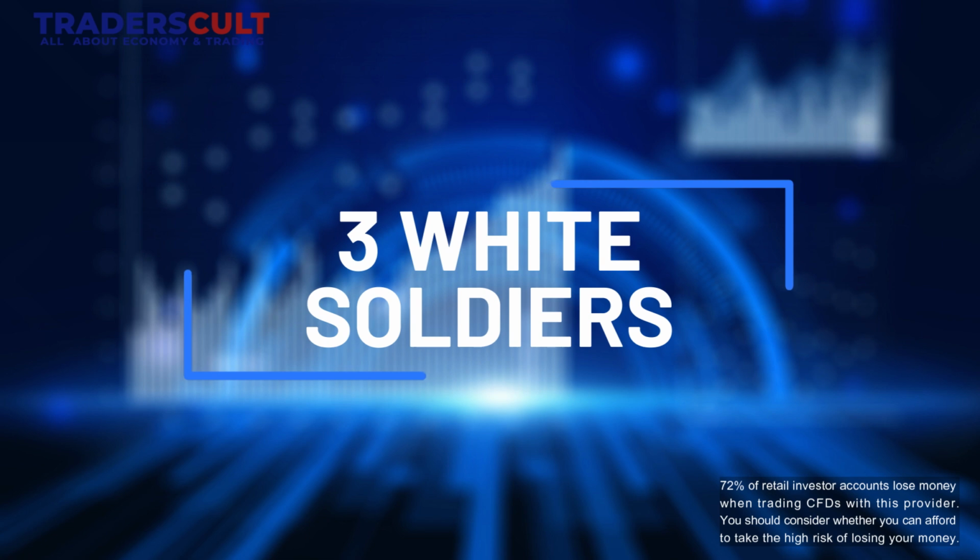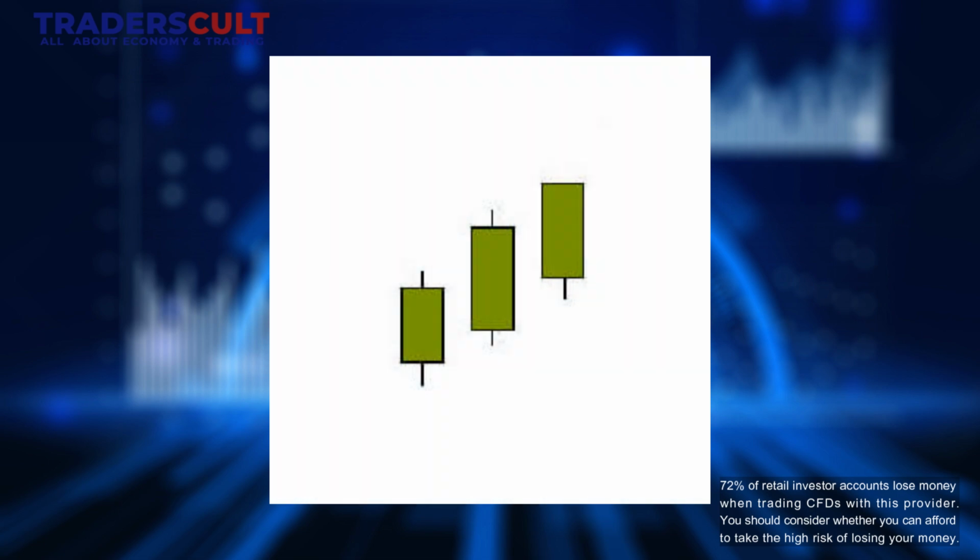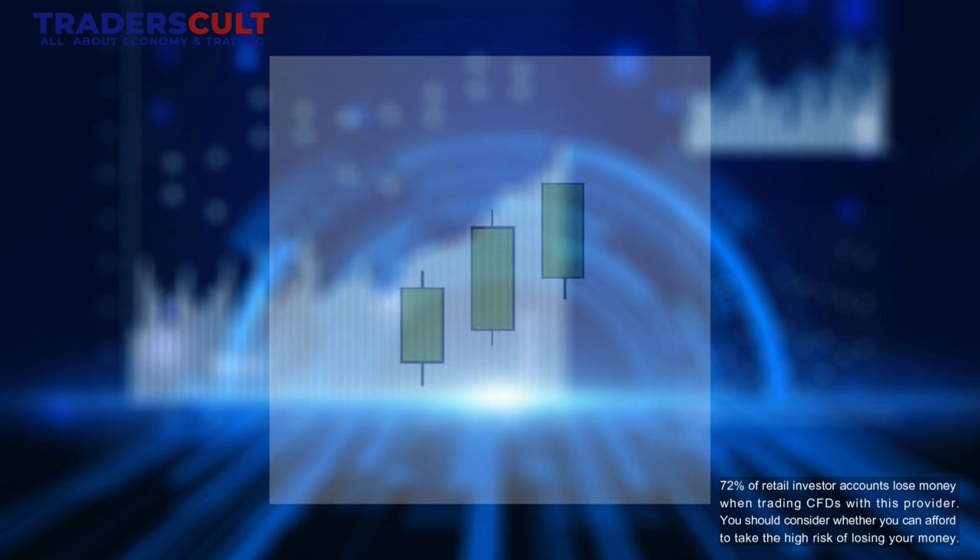3 white soldiers. 3 white soldiers is a bullish continuation pattern with 3 consecutive bullish candles closing above the previous candle's closing prices, commonly used, and can signal a reversal if preceded by an opposite trend phase.